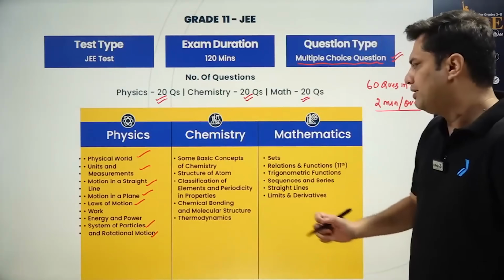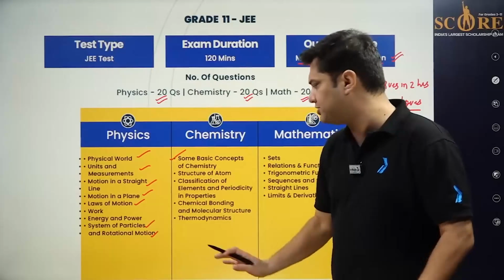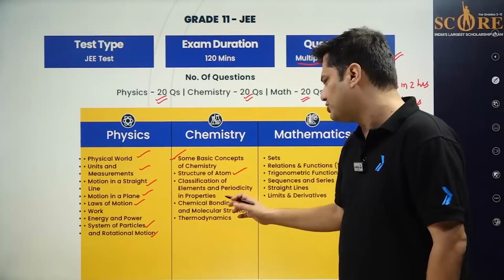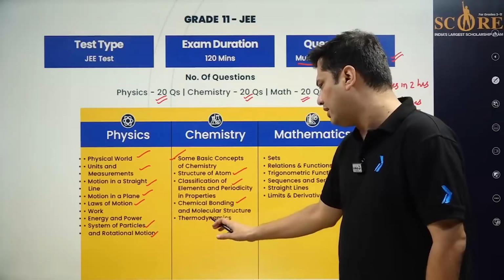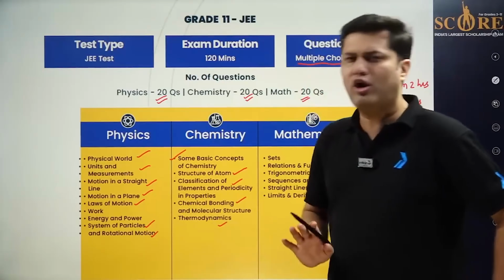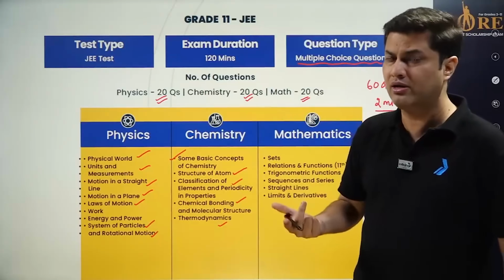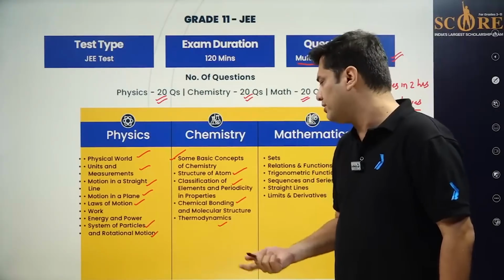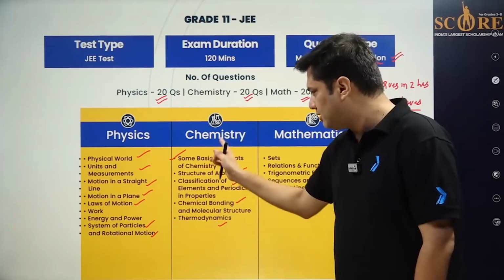Now chemistry: some basic concepts is really important, the first basic chapter. Then atomic structure, periodicity and chemical bonding, and thermodynamics. So not very high level chapters are there. There is no equilibrium, chemical or ionic, and no organic. In inorganic we have chemical bonding and the periodic table. But this is the syllabus for chemistry.